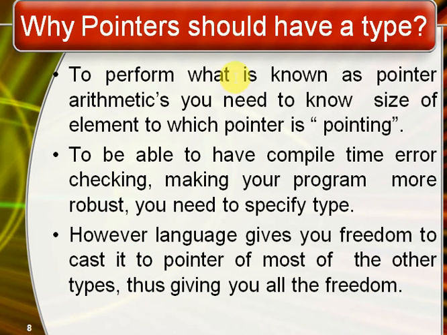To perform what is known as pointer arithmetic, you need to know the size of the elements to which the pointer is pointing. That is a very important point regarding pointer arithmetic. So to be able to have compile-time error checking and make your program more robust, you need to specify the type of pointer. However, the language gives you freedom to cast the pointer to most other types, thus giving you all the freedom.